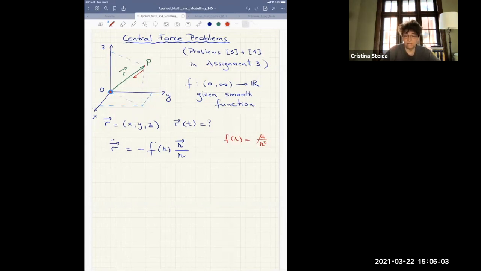These central force problems have a commonality. They share some properties together, so that's why we're going to take the gravitational case as just a particular case of this. So there you go.